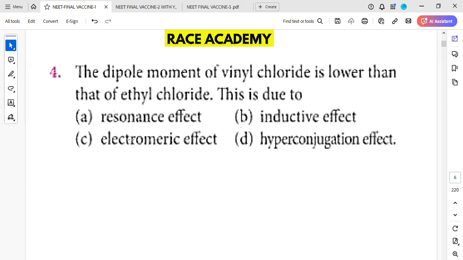Let's see the next question. The question is: the dipole moment of vinyl chloride is lower than that of ethyl chloride. What is the reason behind that? In vinyl chloride we have a double bond, while in ethyl chloride we don't have such a double bond. Because of the resonance effect, vinyl chloride exhibits a lower dipole moment than ethyl chloride. We will see the structure of vinyl chloride to get clarity on this.